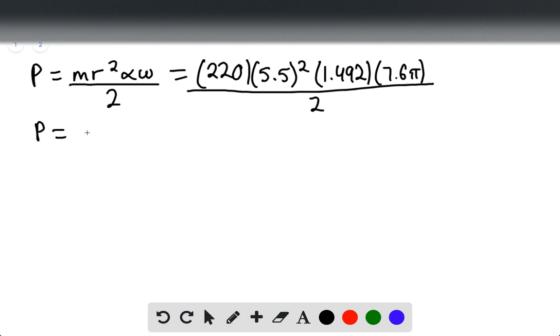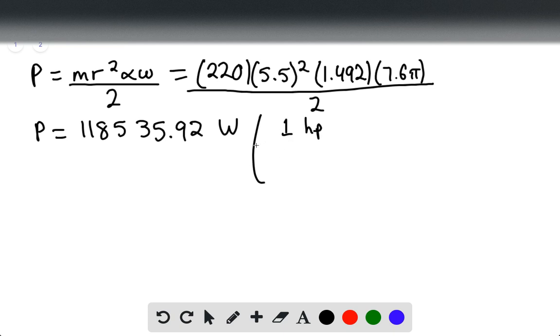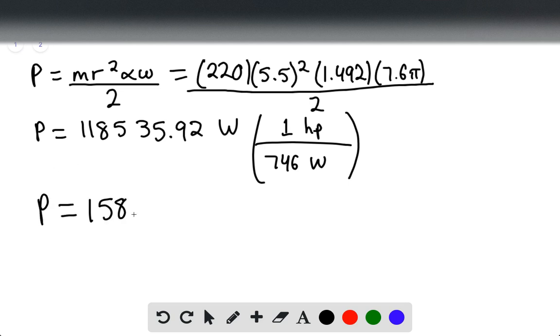And power equals 118,535.92 watts. This is going to be times 1 horsepower over 746 watts. So 1 horsepower is equivalent to 746 watts. So converting this to horsepower, we have that the power equals 158.895 horsepower. This will be the final answer.